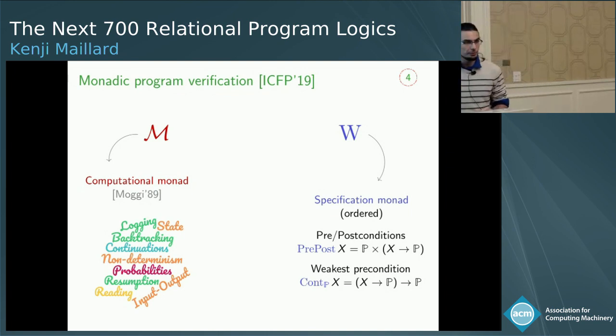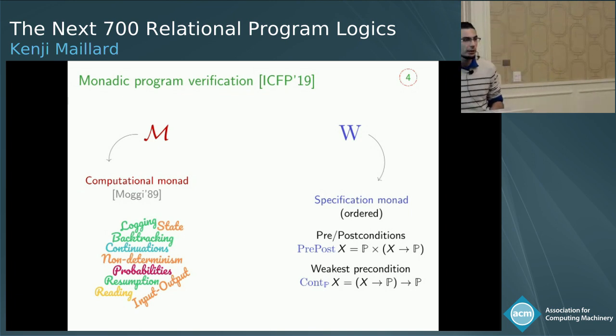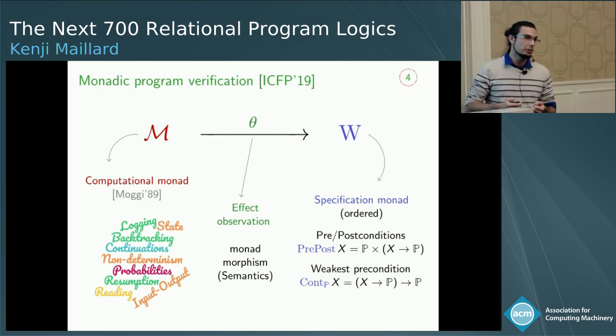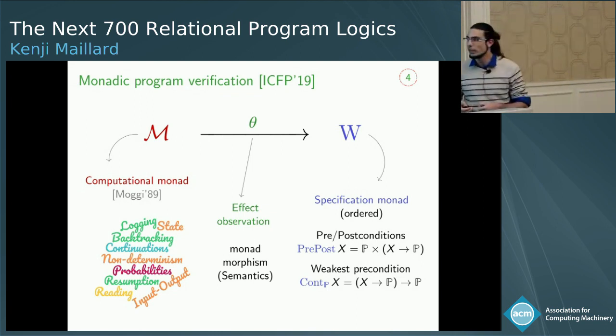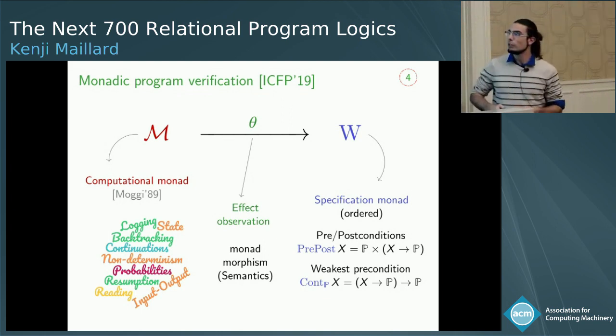Moreover, these monads have an order that corresponds to the entailment order on specifications, and so they are ordered. Then, once we have a computation monad that encapsulates effects and a specification monad which encapsulates specifications, we relate them by an effect observation, which provides the semantics of computations as specifications. Now, this works in the unary setting.